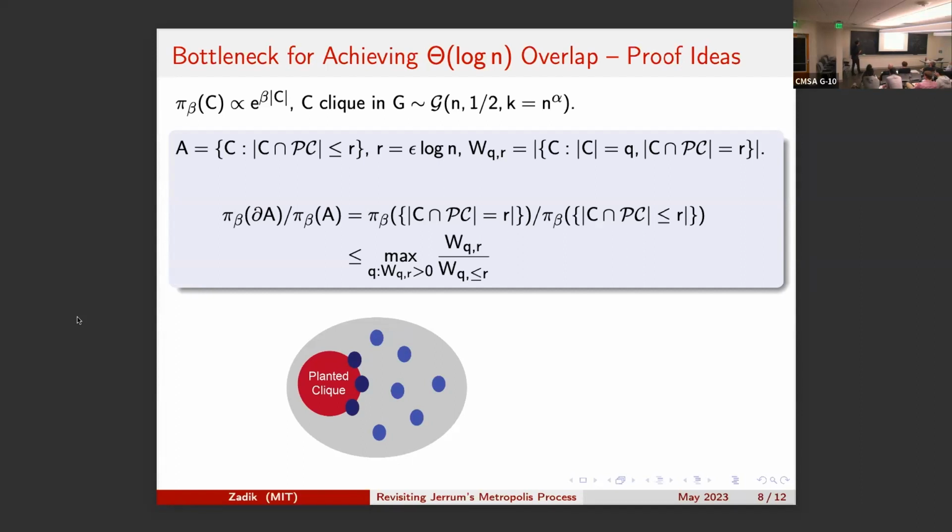So that's a counting statistic. If you have this W_{Q,R}, then you can always prove that the bottleneck is at most the following quantity: the maximum over Q, the maximum over fixed-size cliques, of the ratio of the total cliques of overlap exactly R at this size, as opposed to this size and overlap at most R. So hopefully that's intuitive. What I'm saying is that the bottleneck, for any beta, is upper bounded by the following statistic, which counts, if you fix a size, how many cliques have exactly overlap R as opposed to less than R. And it's always an upper bound.